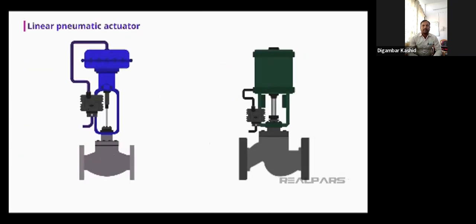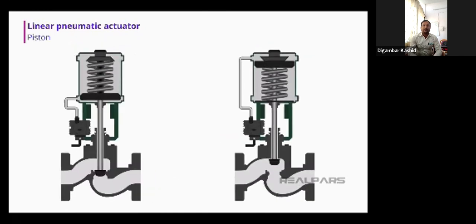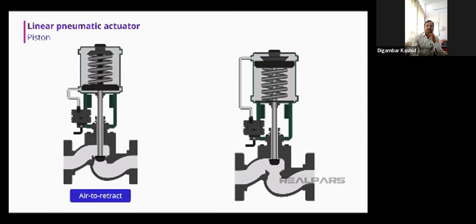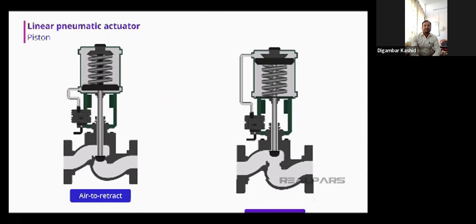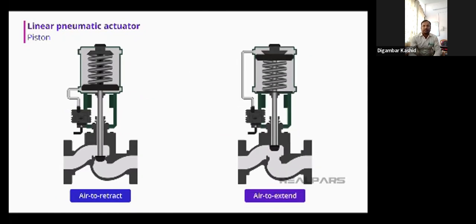In the linear pneumatic actuator category, the spring diaphragm style and the piston style are very common. The piston-style pneumatic actuator utilizes a piston inside a cylinder. The movement of the piston is caused by applying pneumatic pressure, thereby moving the piston upwards. Removing the pneumatic pressure causes the piston to move downward due to the pressure of the spring. This motion is referred to as air to retract. An air to extend motion can also be achieved by rearranging the spring, piston, and pneumatic supply.